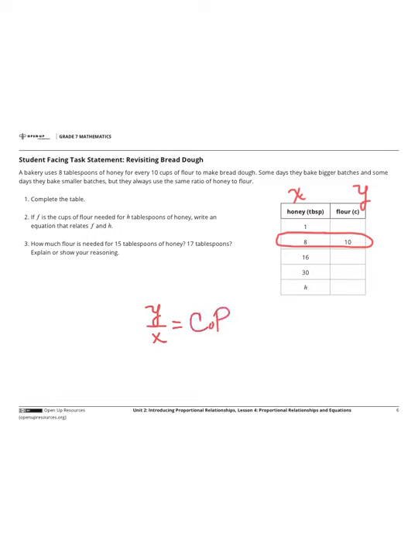So if I do 10 divided by 8, that will tell me how much flour I need for 1 tablespoon of honey. That would be 1.25. So see if you can fill in the rest of that table for me. It asks you to write an equation that relates f and h, but let's do an equation that relates y and x. And our equation always starts y equals something times x. Okay, finish this activity for me.